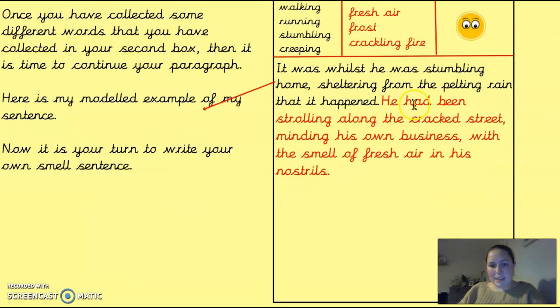All right, hopefully you had lots of nice ideas there. This is my modelled sentence that's got some smell in it, and it's going to follow on from my first one. He had been strolling along the cracked street, minding his own business, with the smell of fresh air in his nostrils. Okay, so I've got him, he's going home after school, he's outside, and he's smelling fresh air.